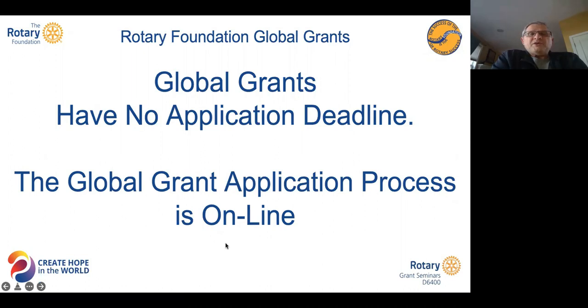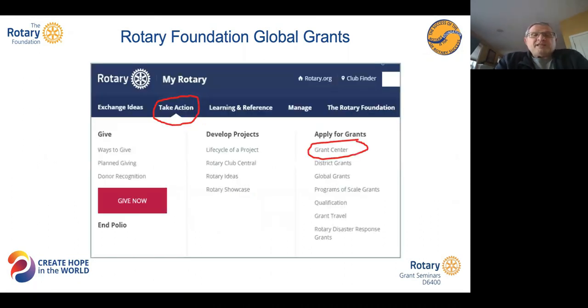With that information, you can actually open up a grant application and start working with it online and have it develop. So everything is online. This time you don't go to the district website. That's where you got the district community grant information. You go to the Rotary Foundation website or the Rotary International website.